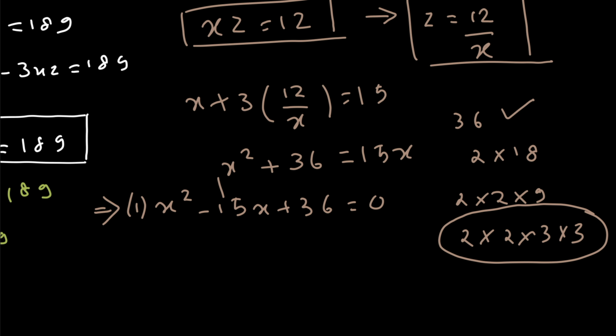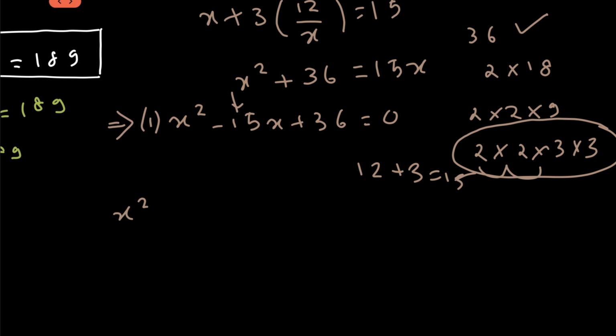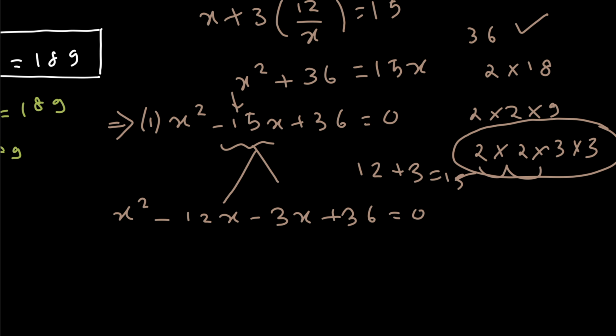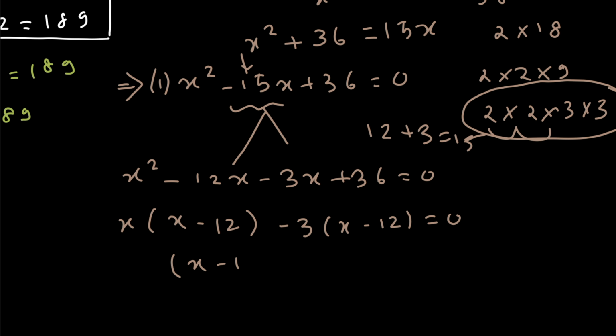So let us form the number 15 using this. We have 2 into 2 into 3 into 3. So we can simply say that 2 times 2 is 4, 4 into 3 is 12, 12 plus 3 is equal to 15. So here what we can do is: x square minus 12 times x minus 3 times x plus 36 is equal to 0. We have simply split negative 15x as negative 12x and negative 3x. Here x is taken common, so x minus 12. Here we can take negative 3 common, so x minus 12, and this is equal to 0. So x minus 12 multiplied by x minus 3 is equal to 0.